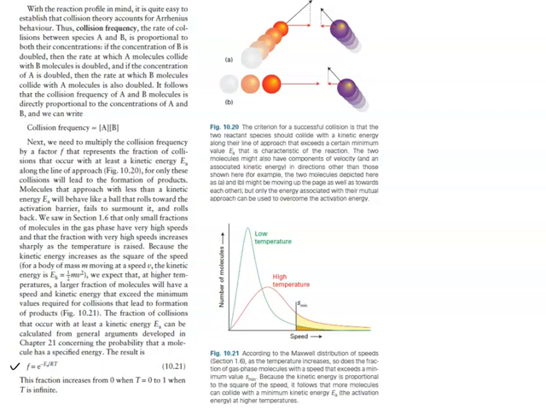Note figures 10.20 and 10.21. In 10.20, we see that the criterion for successful collision is that the two reactant species should collide with a kinetic energy along their line of approach that exceeds a certain minimum value, the activation energy. And in 10.21, we see a nice reminder of how, according to Maxwell's distribution of speeds, as the temperature increases, so does the fraction of gas phase molecules with a speed that exceeds the minimum value required to exceed a collision activation energy.